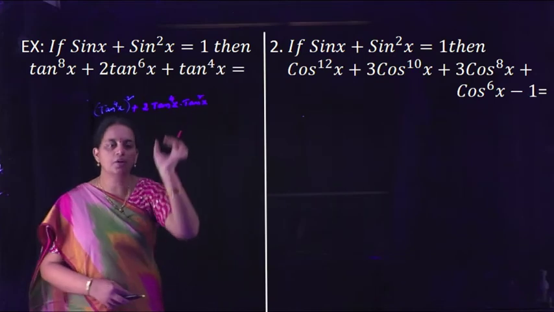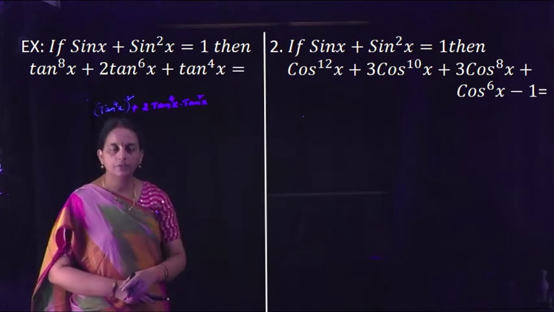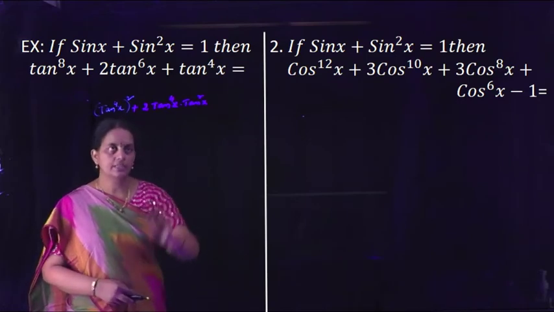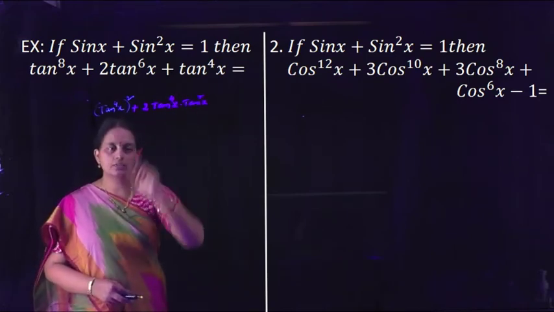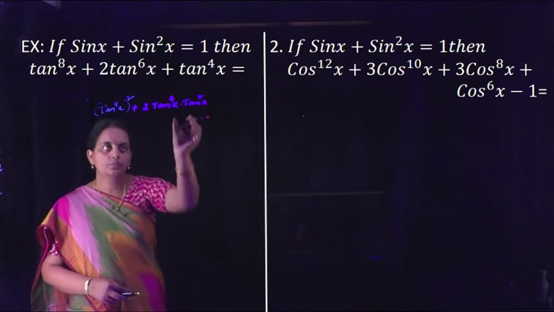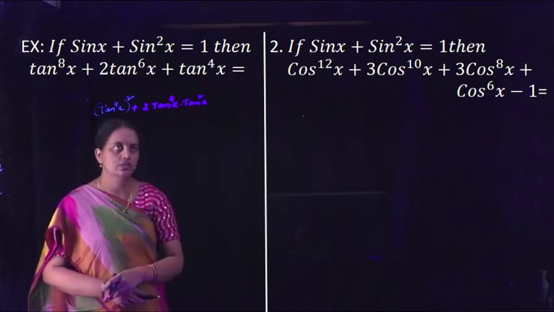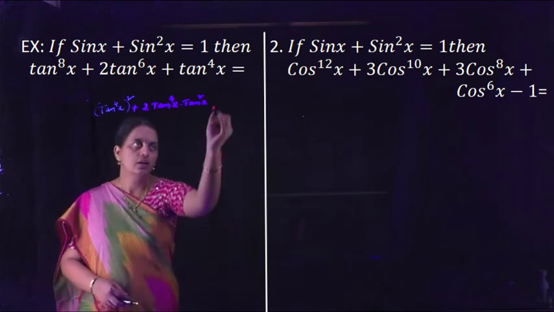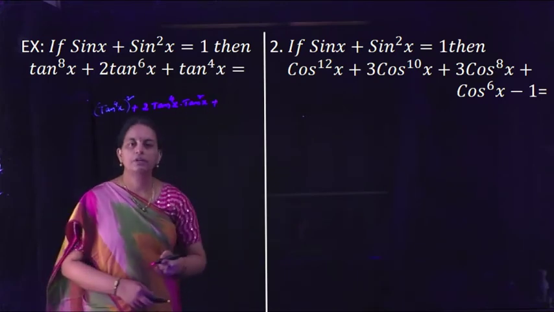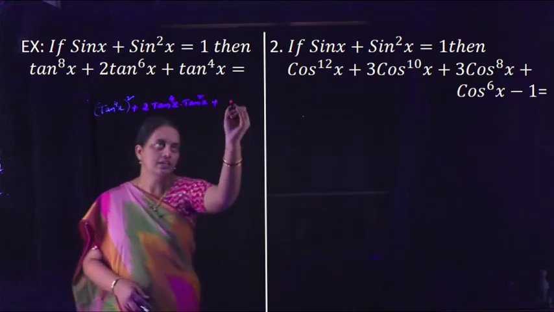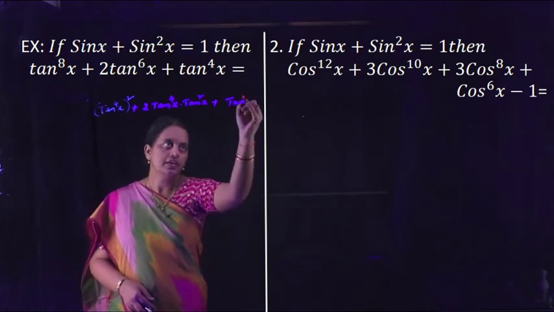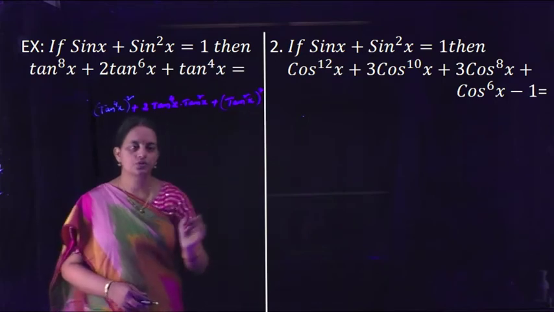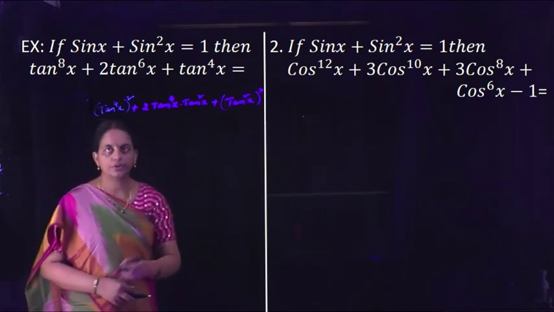These are in the form of a power m into a power n, that is equal to a power m plus n. Here m equal to 4 and n is equal to 2. Therefore, tan power 4x into tan square x is equal to tan power 4 plus 2, that is tan power 6x. Plus tan power 4x can be written as tan square x whole square. Here 2 2's are 4, so that is equal to tan power 4x.